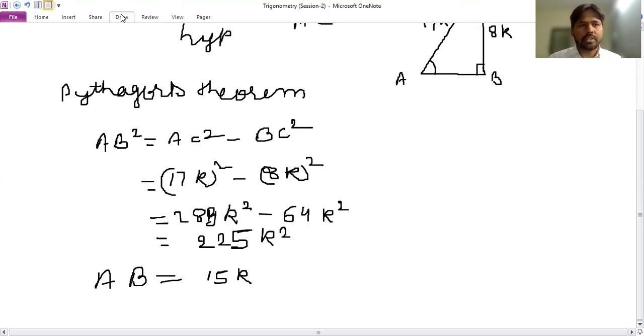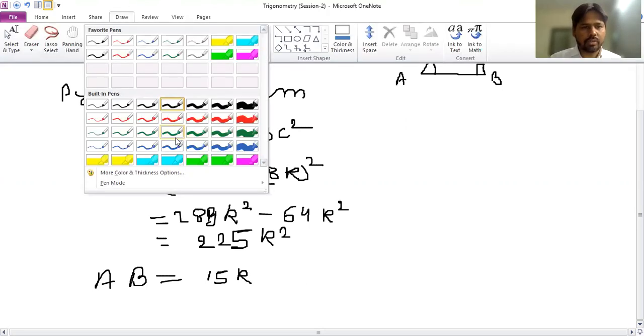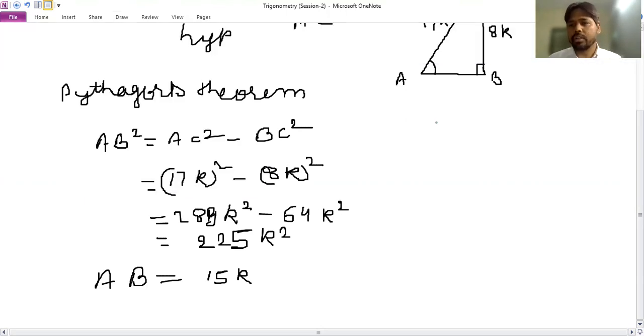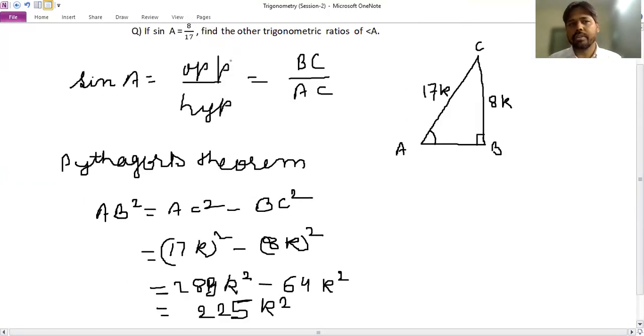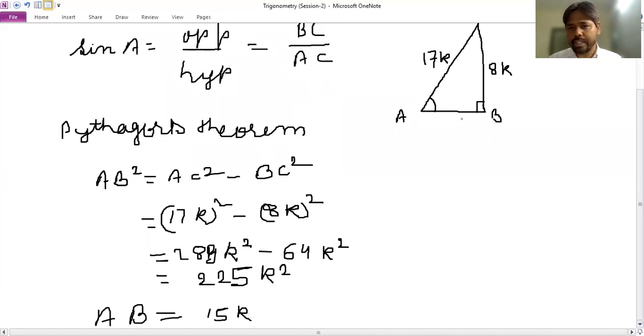Now, since we have calculated all the values, two of the values are already given, which we deduced from the sine value of A, and then we have calculated the value of AB as 15k. Now, putting this value into this figure, try to get this figure picturized in your mind, and then we will solve for the other trigonometric ratios.